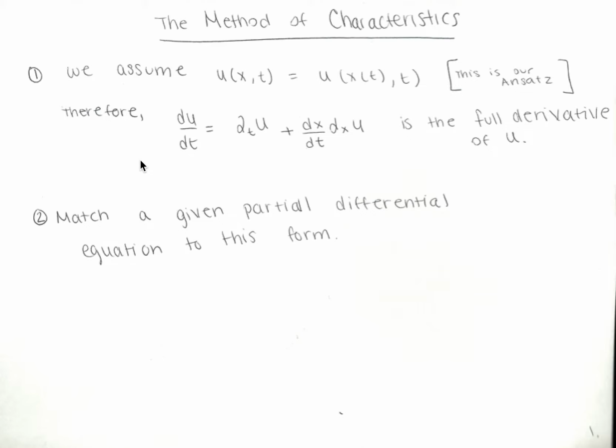If we take the full derivative of u, we get du/dt equals partial with respect to t plus dx/dt times partial with respect to x. We can then match our given partial differential equation with the equation we have here to come up with an equation in the form u of x and t.